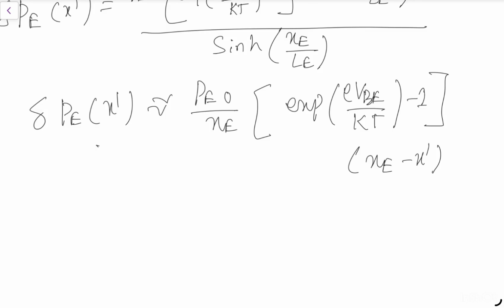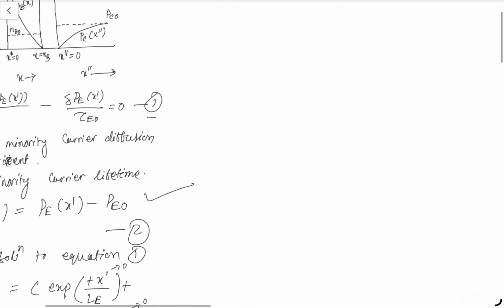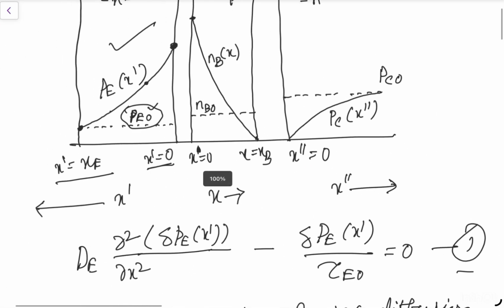If your xe is comparable to your Le value, then this delta PE(x') shows an exponential dependence on xe, that is verified. So in this region you got delta P(x'), and here you can see how the graph behaves.